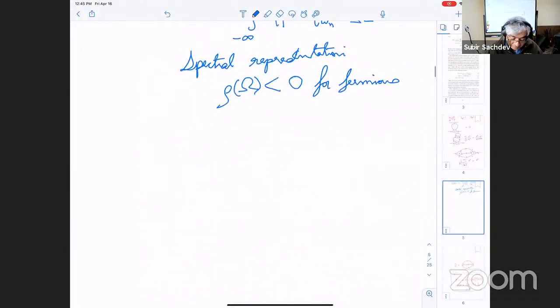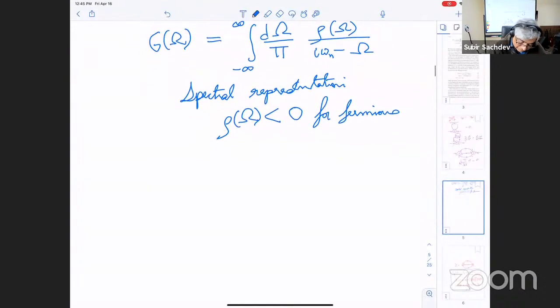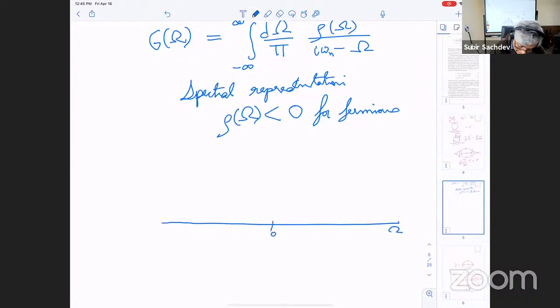Okay. So we are looking at mu equals zero. So what possibly could rho of omega look like? Here's omega, that's zero. There's rho of omega. I'll plot minus rho of omega so that I get a positive number. Okay. So what could that look like?